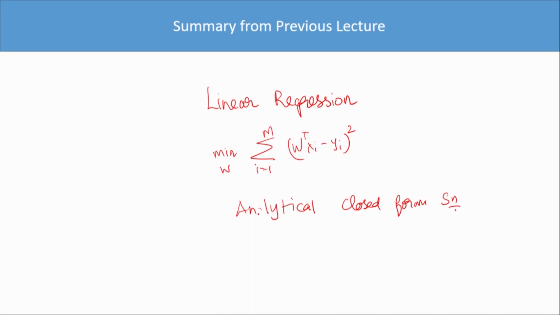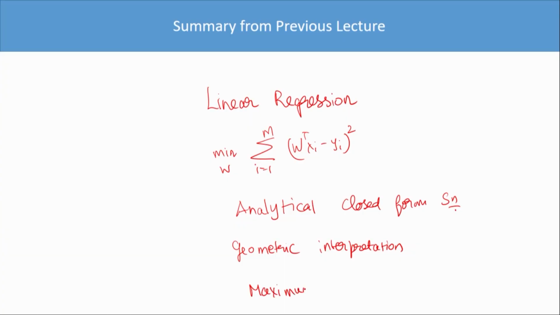We tried to understand the geometric interpretation of the w. In particular, we saw that the w that we get out of minimizing this least squares objective is just the projection of the target or the label vector onto the subspace spanned by the feature vectors. So we also tried to link the solution that we got to a maximum likelihood formulation.